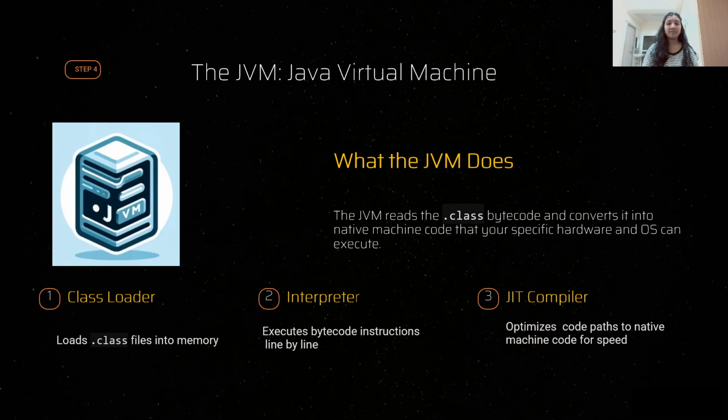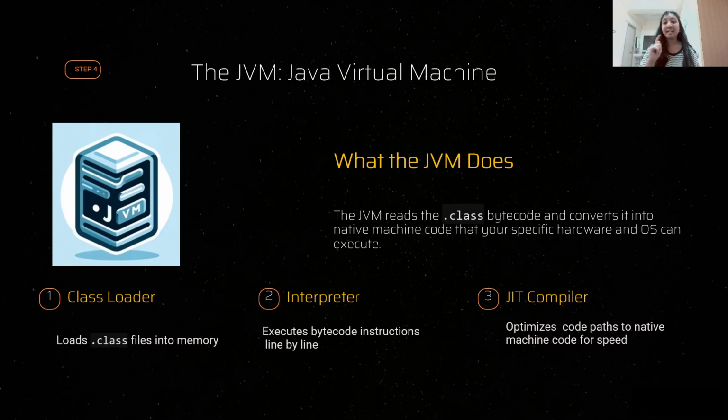Class loader. JVM has a class loader. It loads the .class file into the memory. Now, interpreter. So it's written in bytecode, right? It needs to be transformed into the machine code. So the interpreter executes the bytecode instruction line by line.